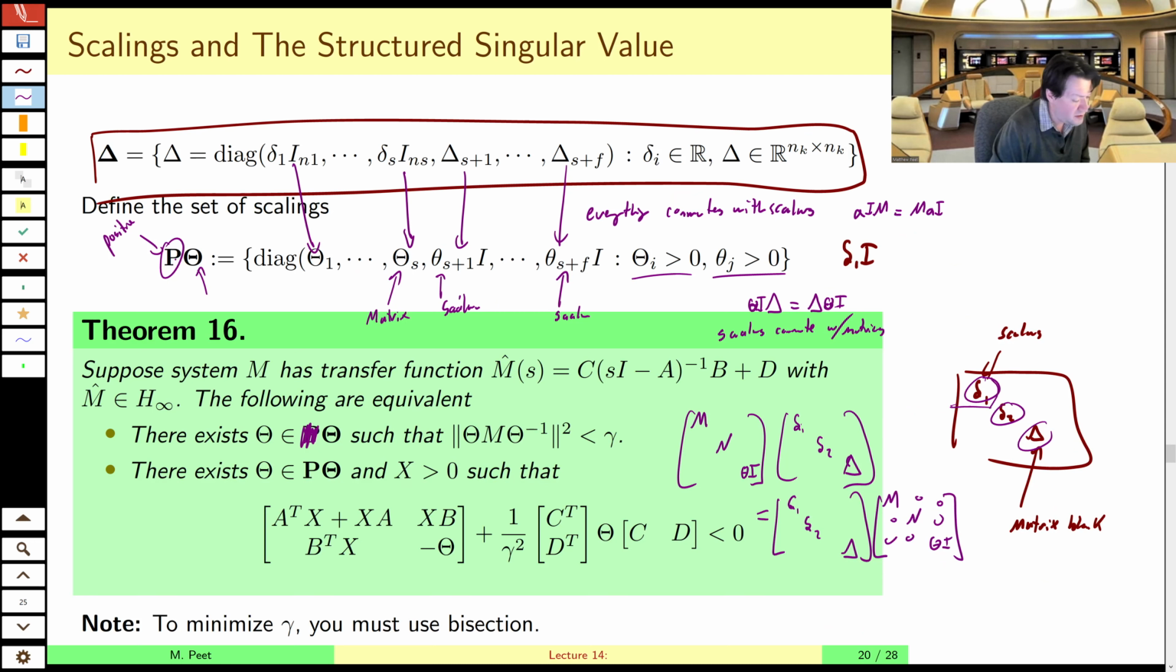So we have this very nice result here, which says that there exists a scaling such that, and this is where we get the structured singular value bound, if and only if there exists a positive scaling and a positive matrix, now because we're in state space, such that here's our standard Lyapunov inequality and here is the scaling. Notice that this is identical to the LMI we had for quadratic stability using the S procedure.